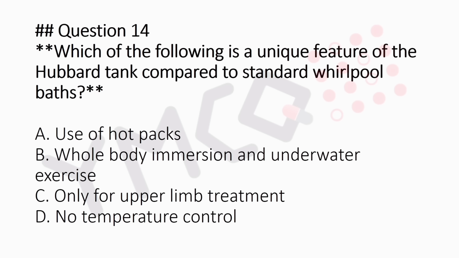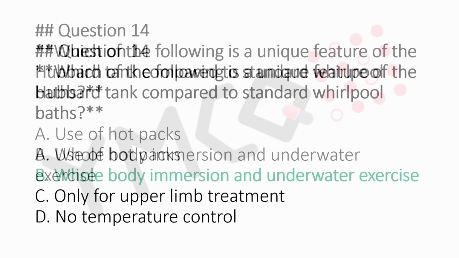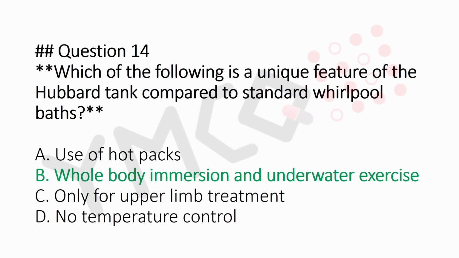Which of the following is a unique feature of Hubbard tank compared to standard whirlpool bath? Option A, use of hot packs. Option B, the whole body immersion and underwater exercise. Option C, only for upper limb treatment. Option D, no temperature control. And answer is option B, the whole body immersion and underwater exercise. Now let's move to question number 15.